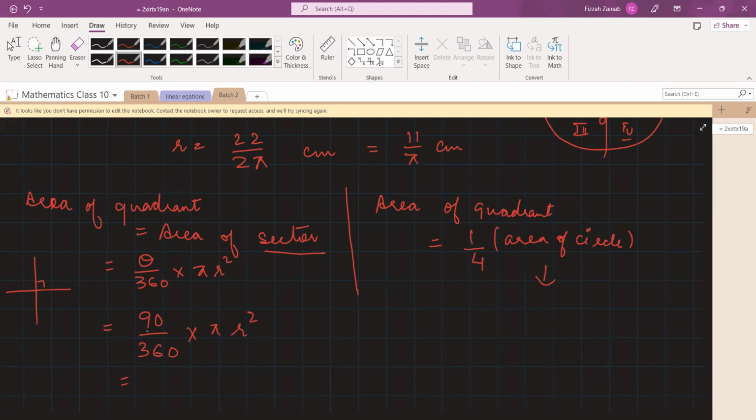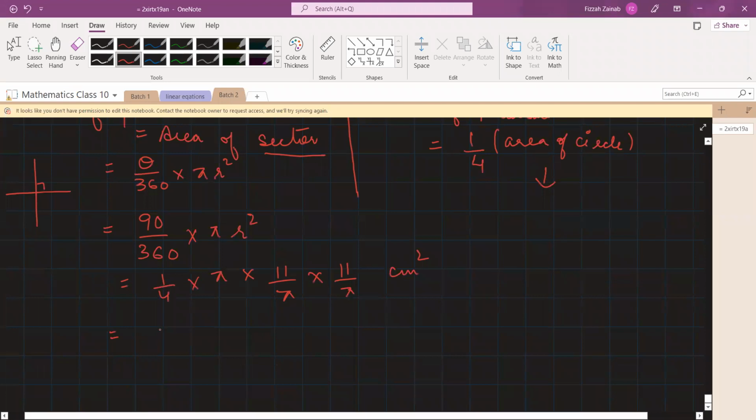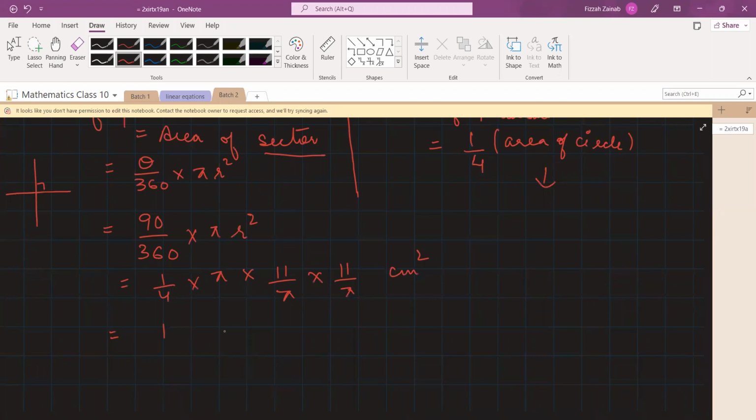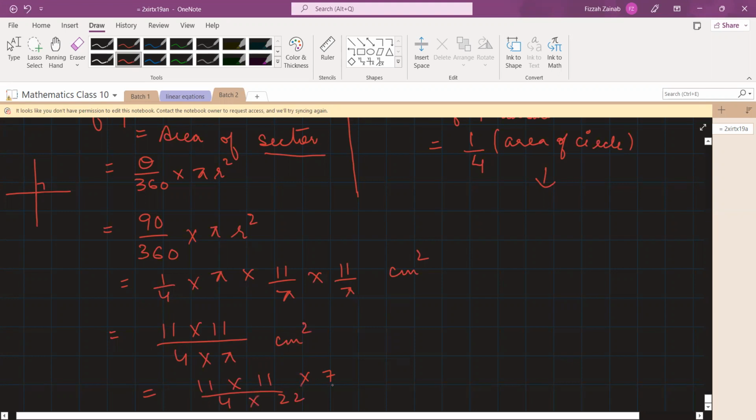So 0, 0 cancels out and this will be 9 into 4, right? So 1 by 4 into pi. Radius is 11 by pi. So 11 by pi into 11 by pi, hence centimeter square. Clear? So 1 pi cancels out and you have 11 into 11. Okay, leave it as 11 into 11. And now you have 4 and then 1 pi in the denominator, right? So 11 into 11 now divided by 4 into pi. So 22 into 7, right?